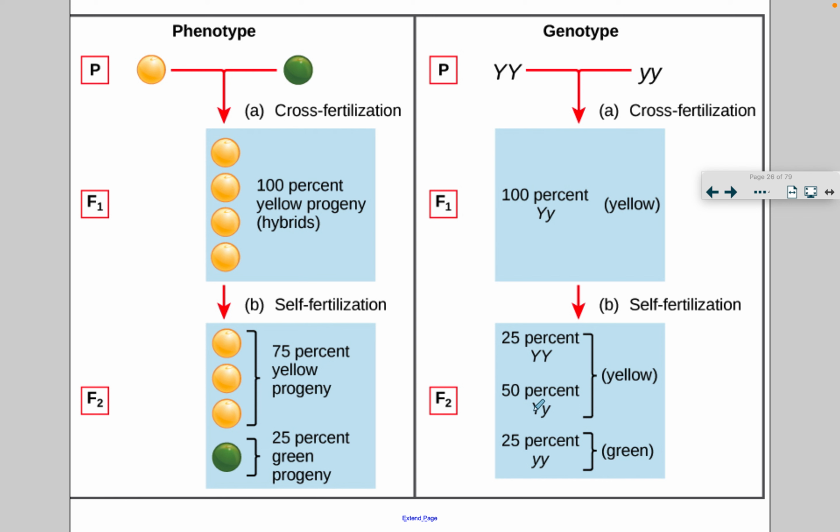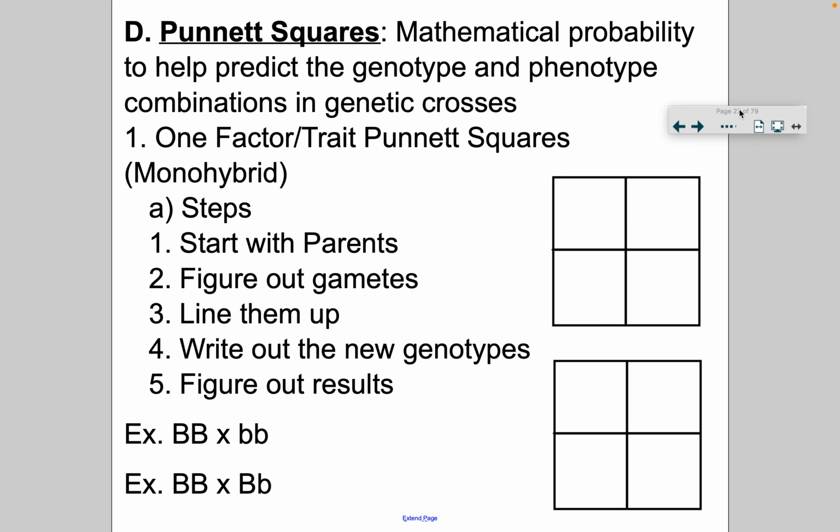And then what's going on in the second generation? Well, yes, you have 3-to-1 for big Y to little y, but then notice that 25% of them are purebred, and 50% of them are hybrid. So one way to show the probability of an outcome in crosses is to use a Punnett square.